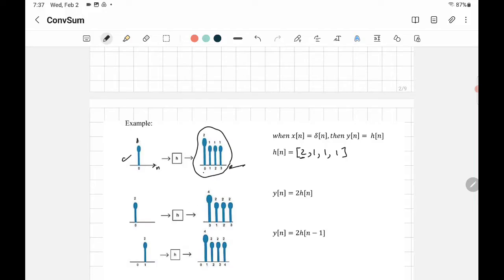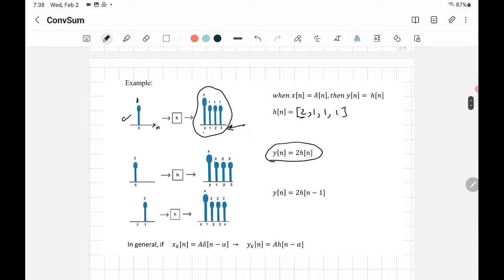Once you know the unit impulse response, you can find the response to any other signal. For example, this is double, so y of n will be double this one. That was 2, becomes 4; 1 becomes 2. At the same location, there's no shift. So the output in this case will be equal to h of n, because h of n is the response of the unit impulse.